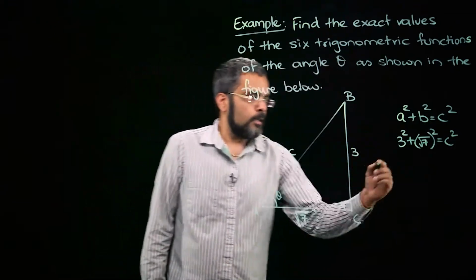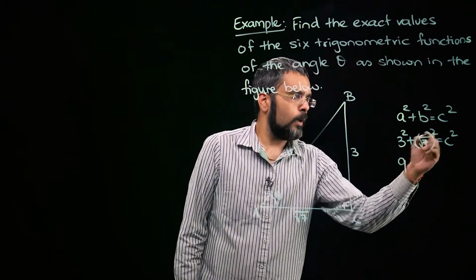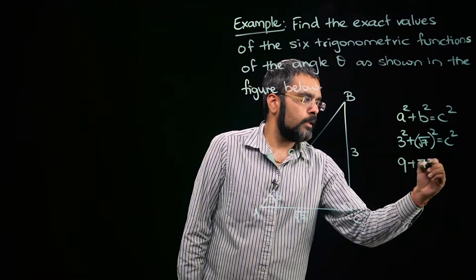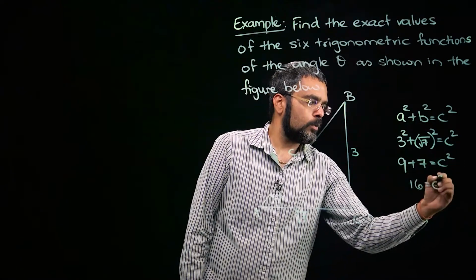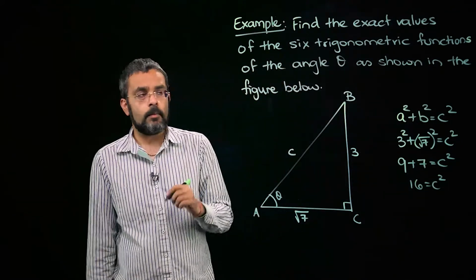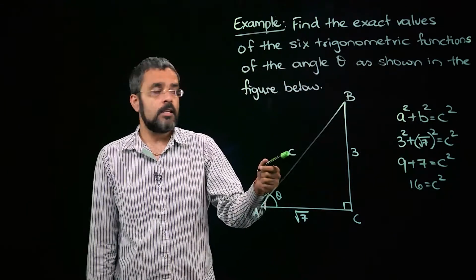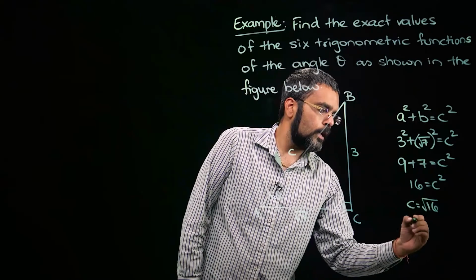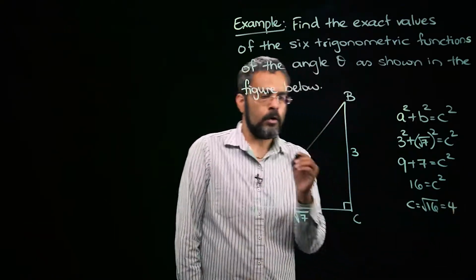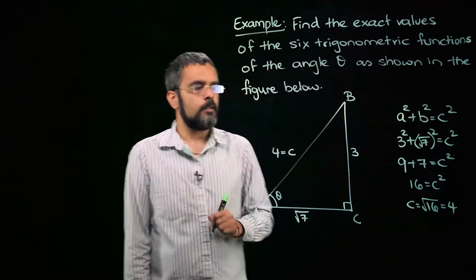So 3 squared is 9. Square root 7 squared is 7, equals C squared. So I get 16 equals C squared. So what is C? Remember, I don't want C squared, I want C. Well, C is going to be the square root of 16, and that is equal to 4. So this side is 4.